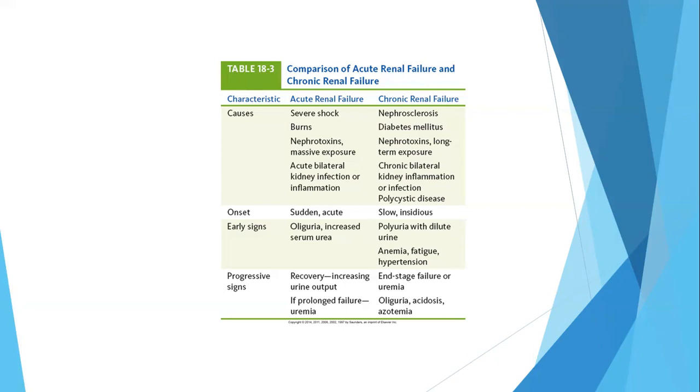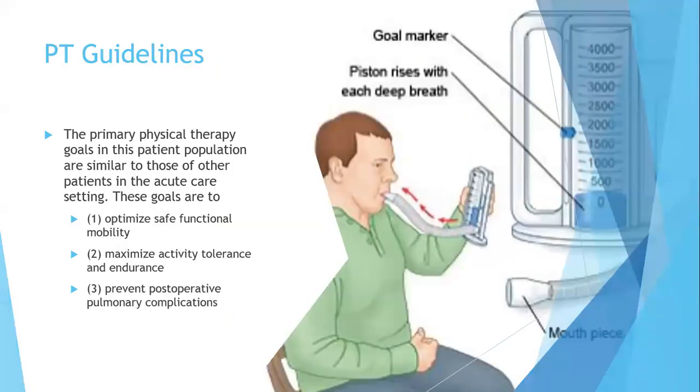If you have prolonged failure, you get that uremia, where you have urea in the blood. At end-stage failure, you get uremia as a progressive sign, and you get oliguria, which is decreased urine output, acidosis, and azotemia, which is the nitrogen compounds in the blood. So it's almost the opposite. The early stages with acute renal failure, you get less output early on. With chronic renal failure, you get more output earlier on. So it's interesting. So what do we do in PT with these people?